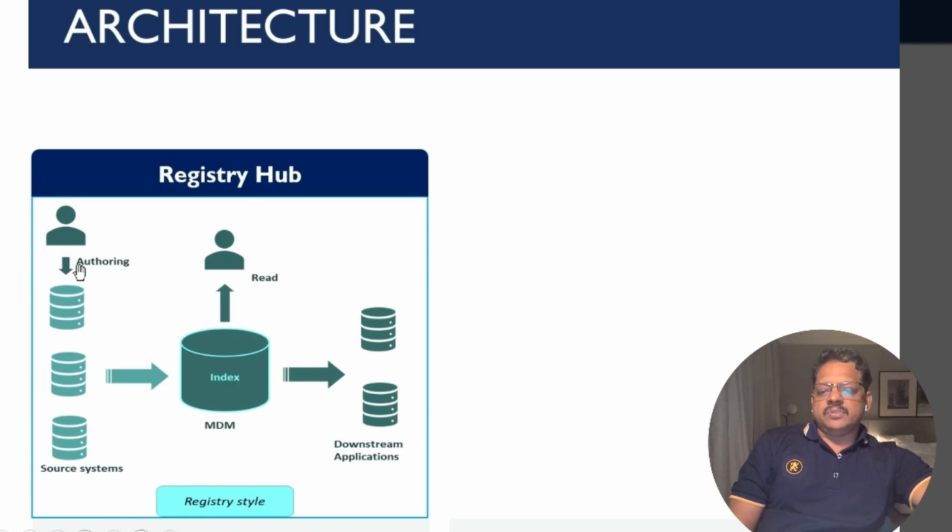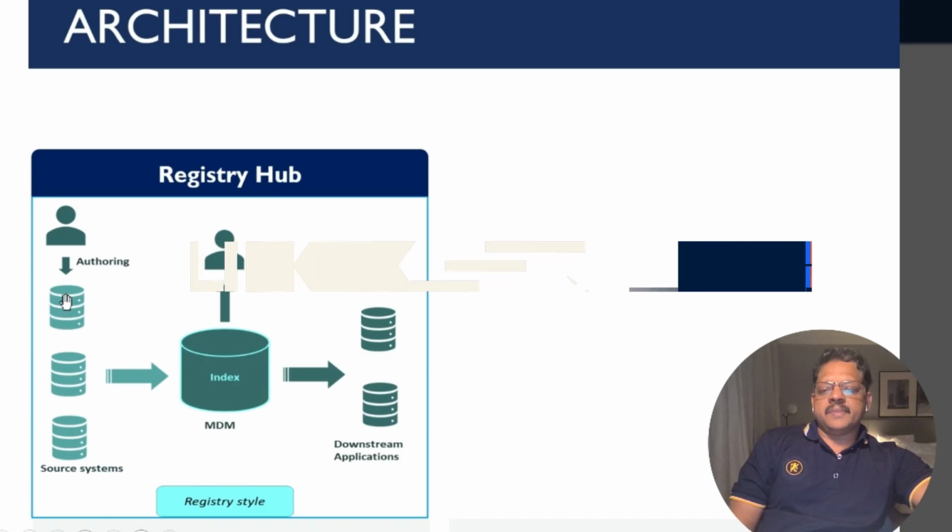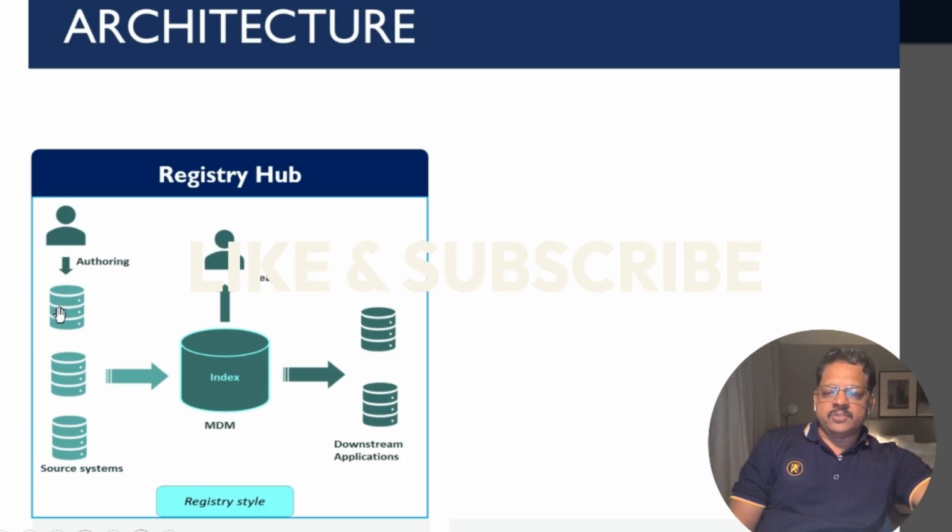Okay, so in this scenario, we are not bringing data from the sources to the index, that is MDM. We are only maintaining an index. So when someone is accessing the master data, this index will be pointed to the actual data tables, and this index is being served for the downstream applications. Okay, so that is the registry hub architecture.